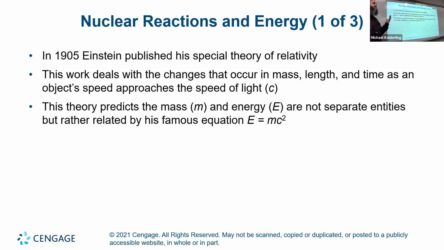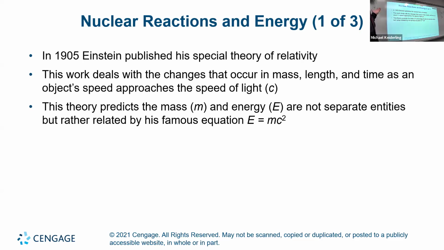And it turns out nuclear reactions are interestingly tied to some of the ideas from Einstein's special theory of relativity. It deals with things moving very, very fast, the changes that occur in mass, length, and time as an object approaches the speed of light. And it predicts that mass and energy aren't separate entities, but are related to each other by the famous equation E equals mc squared.